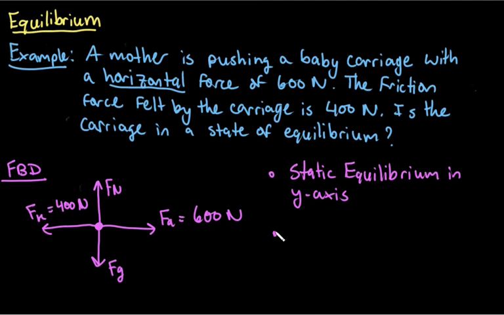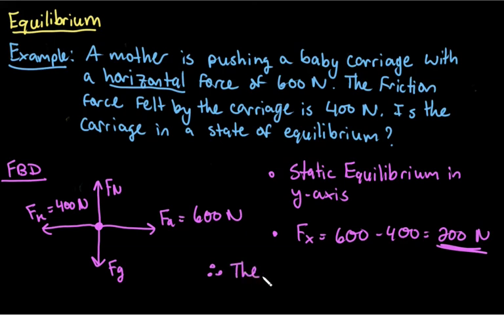Now, when it comes to the x-axis, we have two opposing forces here, and they both have values. This one's 600 and this one's 400. So you can probably see right away that these two forces don't cancel each other out. If we were to add up all of the forces in the x-axis, so Fx, it would be equal to positive 600, remember this is the positive direction, minus 400, which gives us 200 newtons. This is not equal to 0, so therefore, the carriage is not in equilibrium.